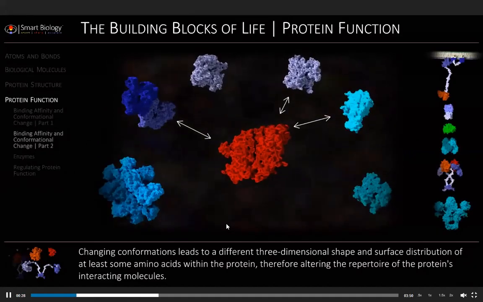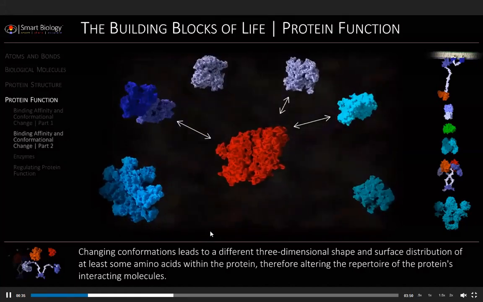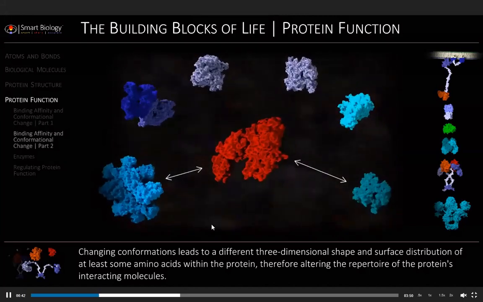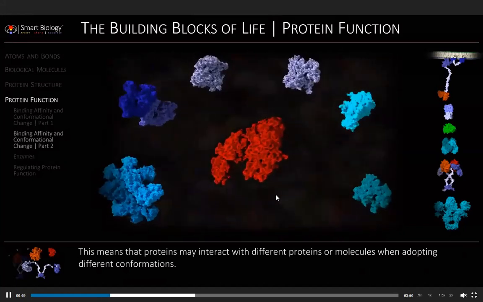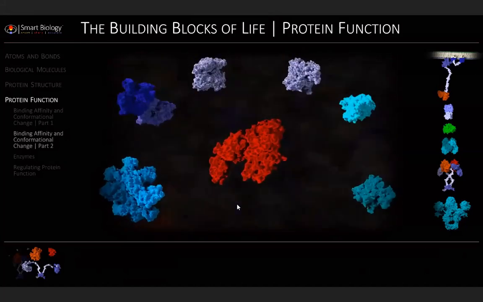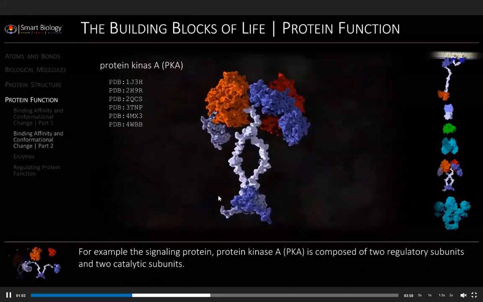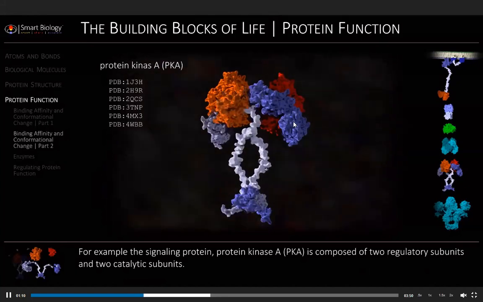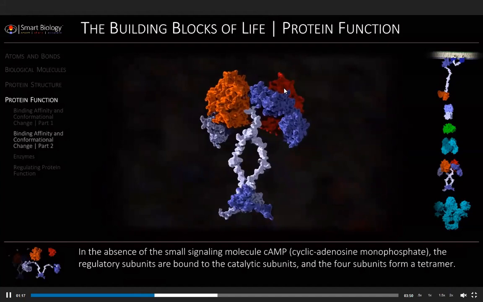Okay, so conformational changes, as we were seeing in the previous slide, lead to different 3-dimensional shapes, and can basically change the way in which a protein can interact with other proteins. So now that this protein has undergone a conformational change, it can interact with a protein that it would not be able to interact with otherwise. So PKA is composed of 2 regulatory subunits and 2 catalytic subunits. These are the regulatory subunits, and then we have the catalytic subunits, which are in orange and in red.